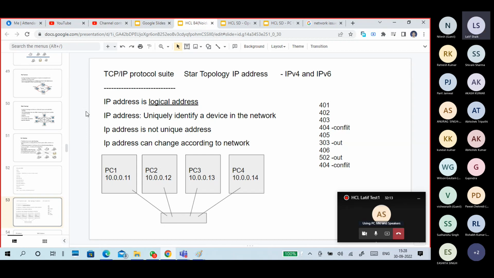So don't cut the sentences, guys. If you cut the sentence, the meaning will change. Okay. So to identify the device, to uniquely identify the device in the network. So each device has an IP address, for their identification.